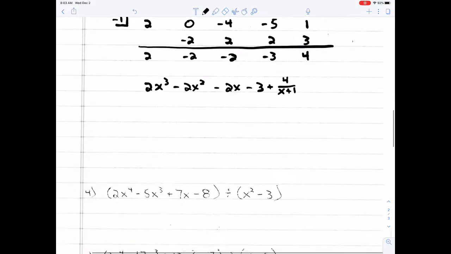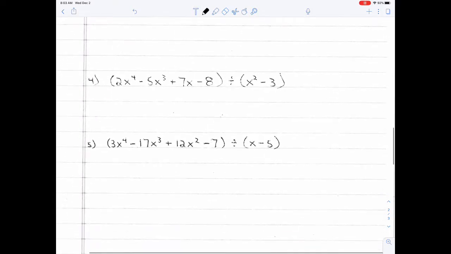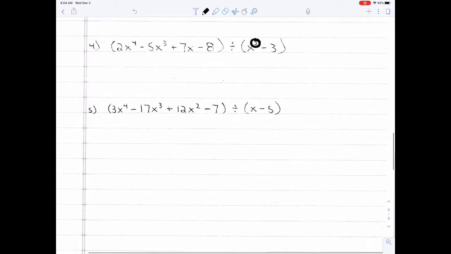Okay. Number 4, I can't do this. Why? Not because of anything in the dividend. The dividend's not the problem. There never is. But the divisor doesn't have an exponent of 1. The leading term in the divisor doesn't have an exponent of 1. So this you can only do by long division, which we did in the last video. Okay. Let's take a look at this one.